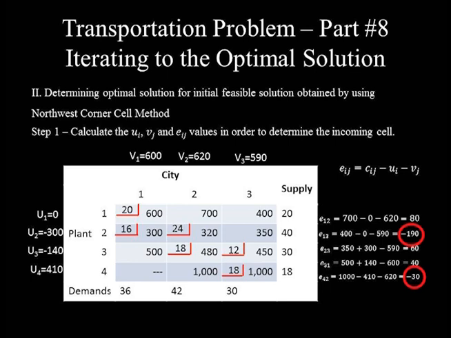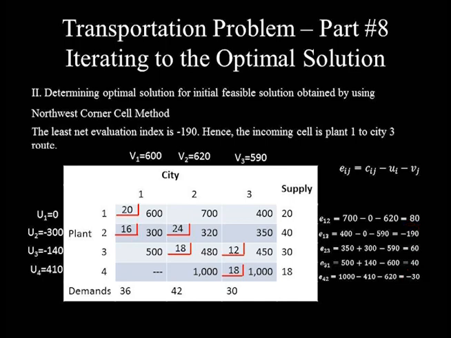In order to ensure maximum reduction in transportation cost, the cell with the least net evaluation index has to be chosen as an incoming cell. The least net evaluation index in this case is negative 190, so the incoming cell is the plant 1 to CT3 route. When one unoccupied cell is selected as an incoming cell, one of the occupied cells has to be selected as an outgoing cell. To select this outgoing cell, we have to proceed to step 2.